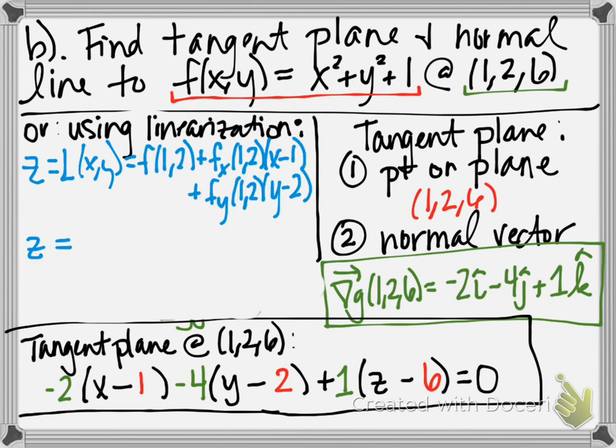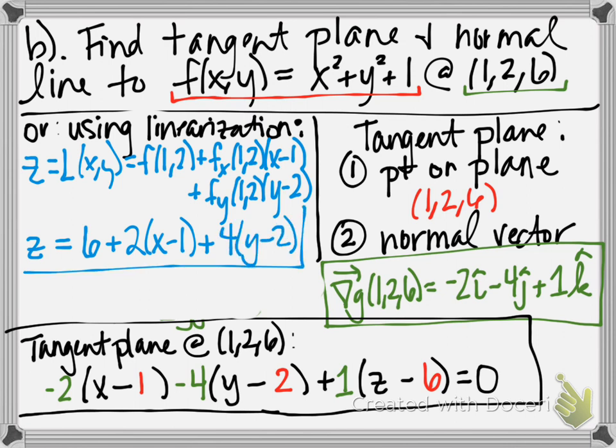when we evaluate that, we're going to see that z is equal to 6. The partial derivative with respect to x evaluated at 1, 2 is just going to be 2. The partial derivative with respect to y evaluated at 1, 2 is just going to be 4. Okay, and we get this for the equation of the tangent plane. And now notice, if you take this equation we have down here and you solve it for z, we're going to get the exact same thing.